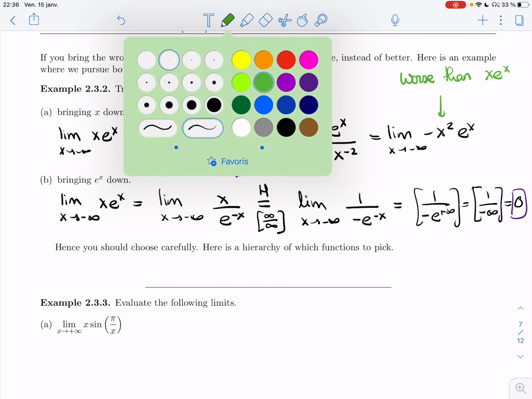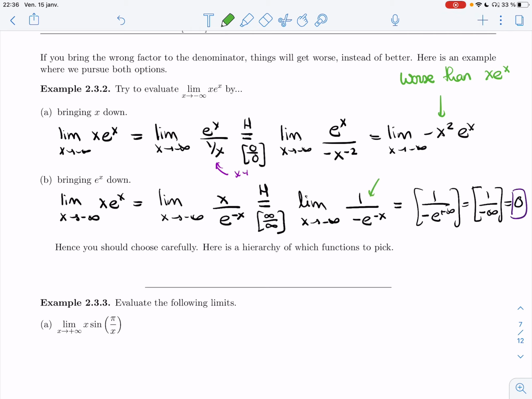All right, so at this point, this is better. It's actually just minus e to the x if I bring it back up. So if I pick the x to bring down, the power went up. If I picked e to the x, the power went down. I don't have an x anymore. And so this one was the right call. That one was the wrong one.